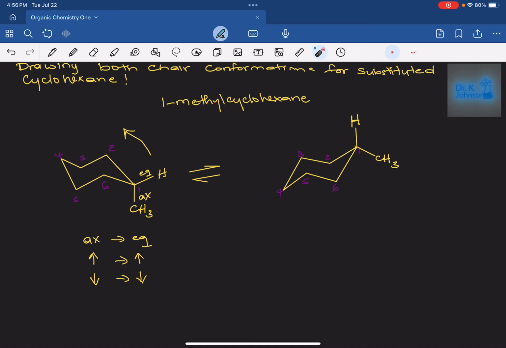Let's look at an example with three substituents. I'm going to just erase these.